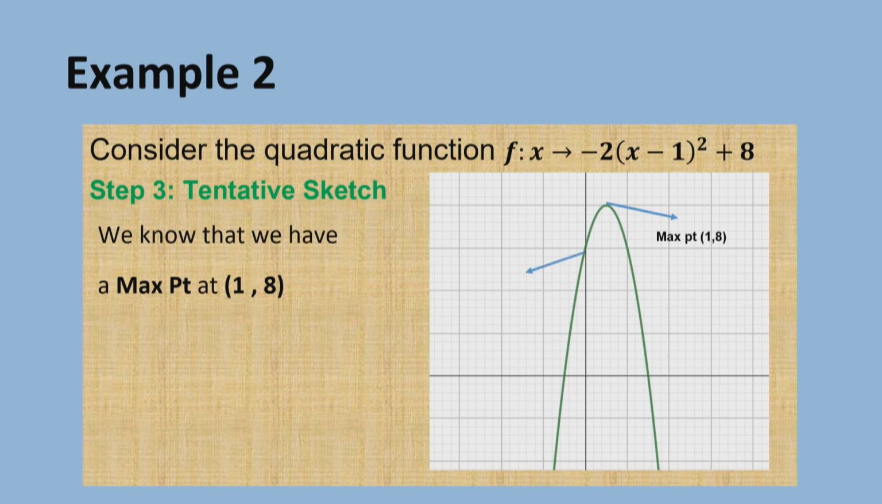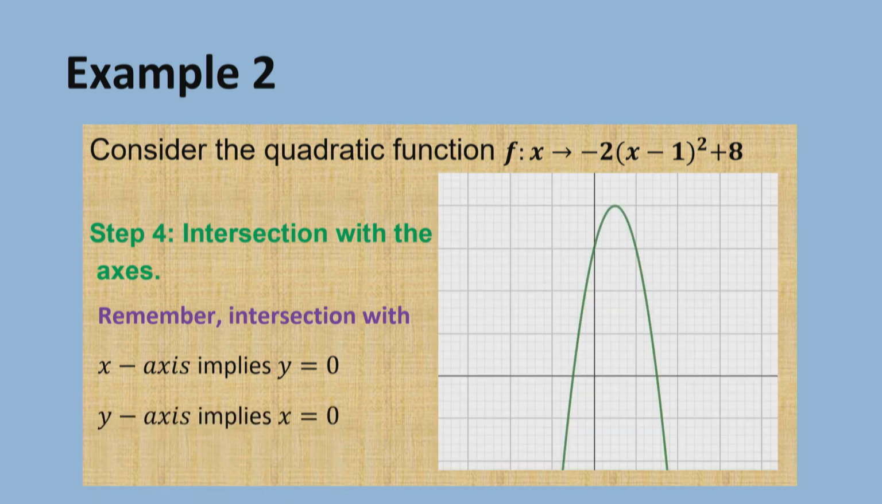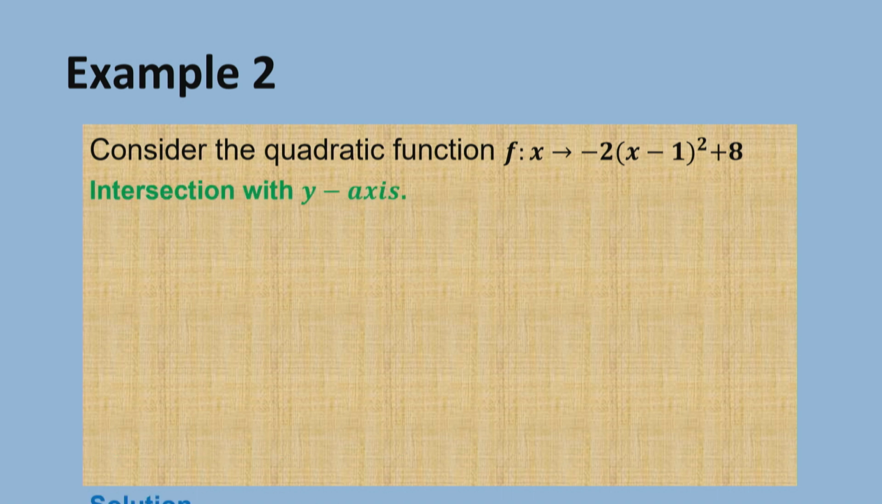Remember we talked about this, it is the intersection with the y-axis. And here, these 2 points are intersection with the x-axis. So, x-axis implies y equal to 0, y-axis implies x equal to 0. Maximum point, intersection with the y-axis and intersection with the x-axis. So what do we need to do? Well, you need to find these points. How are we going to do it? Simple.